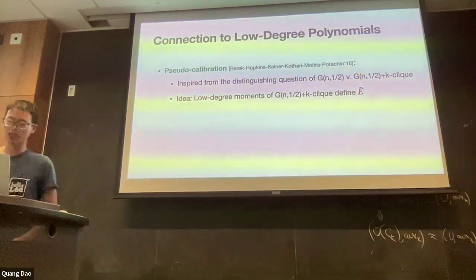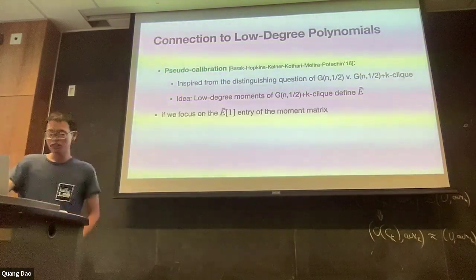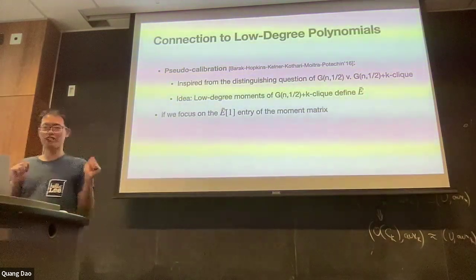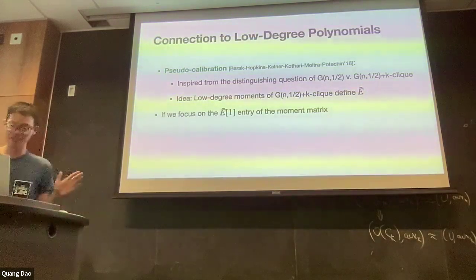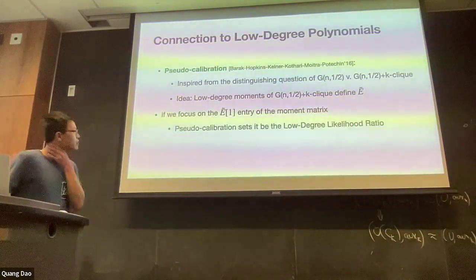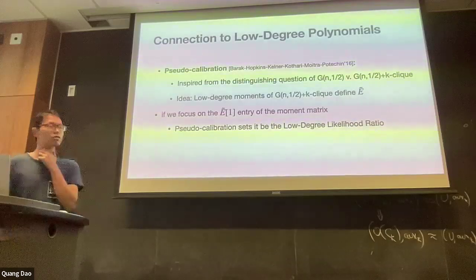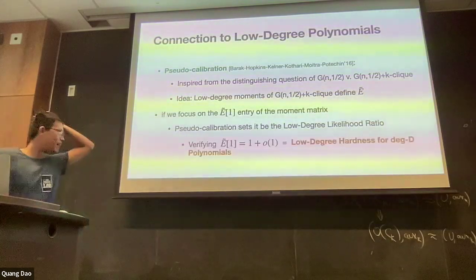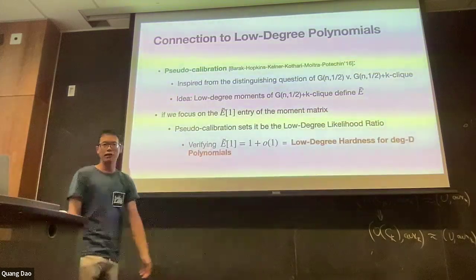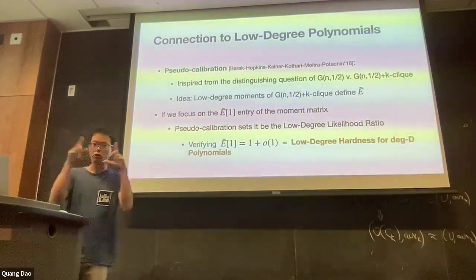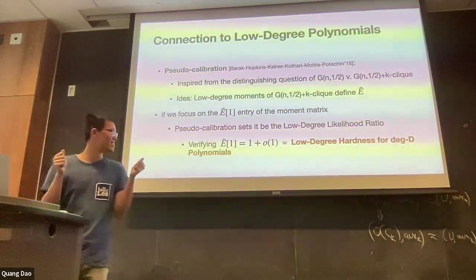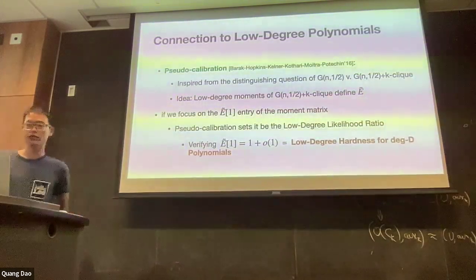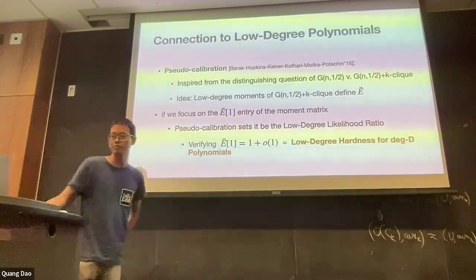And here's where the connection to low degree polynomials comes in. If we just focus on one entry of the moment matrix, this is just a scalar random variable. We don't even care about the rest. Pseudo-calibration sets it to the low degree likelihood ratio, which is the focus of the low degree polynomial framework. Verifying whether your moment matrix is roughly normalized is equivalent to verifying low degree values for degree D polynomials, actually degree D log n.